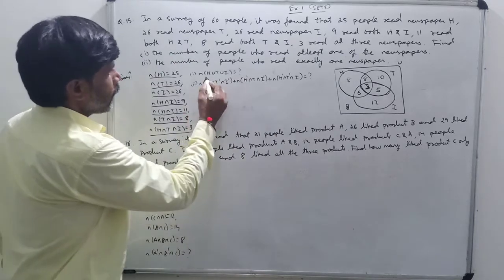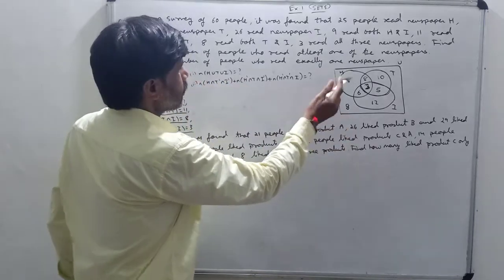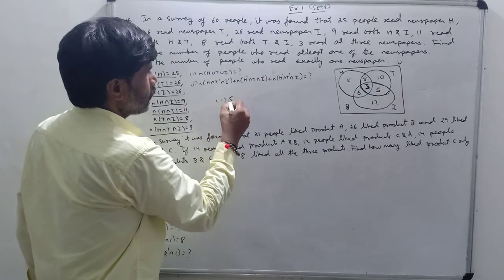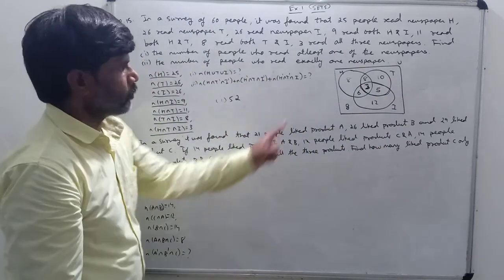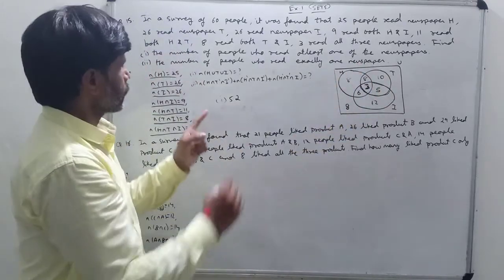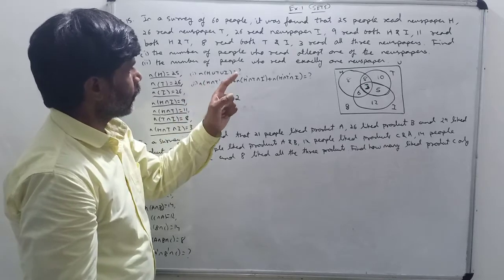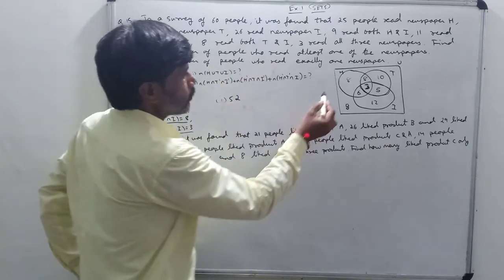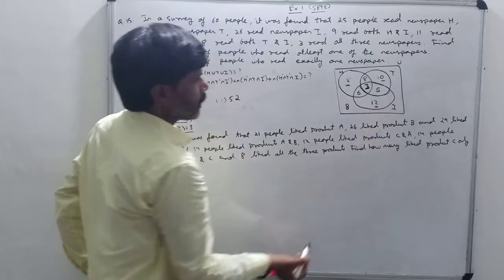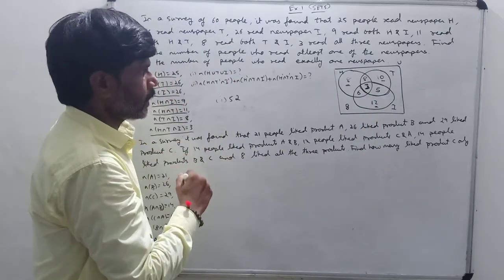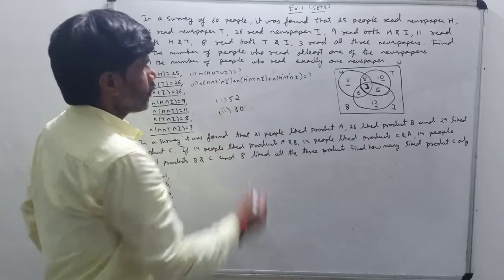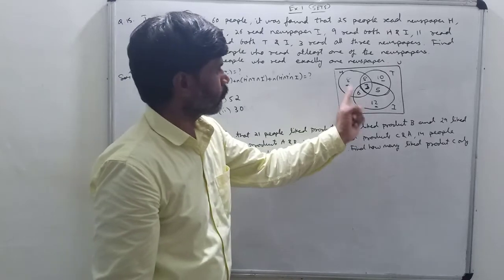Now, what is the question? H union T union I. So, what is your answer? Total is 60. 60 minus 8, 52. So first answer is 52. The union means the total of everything coming under the region. Then exactly one newspaper. Exactly one newspaper means H alone, T alone and I alone. So what is their total? 12 plus 8, 20. 20 plus 10, 30. So the second answer is 30, those who are reading exactly one newspaper.